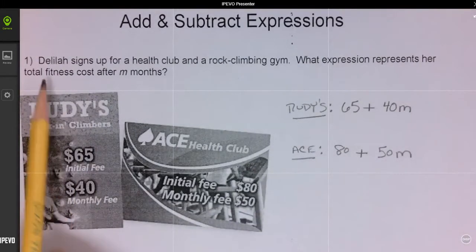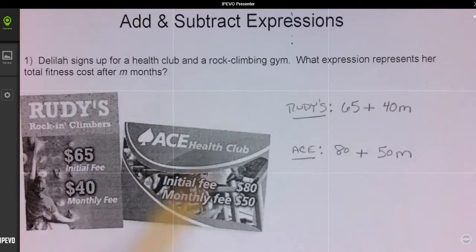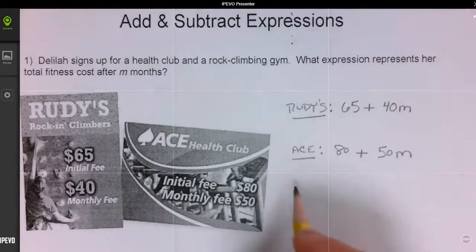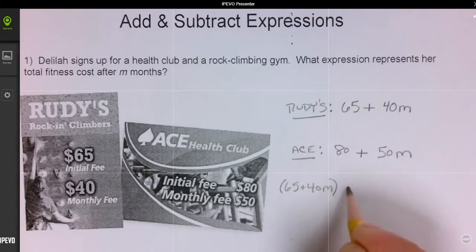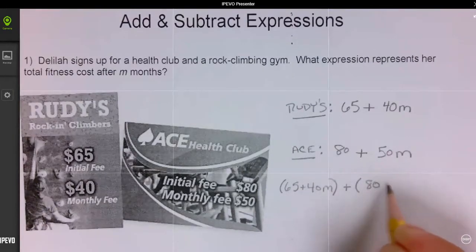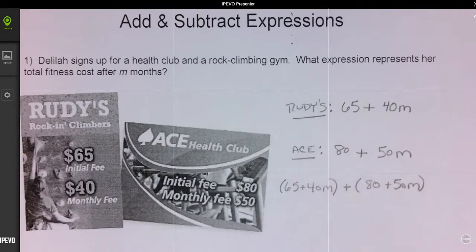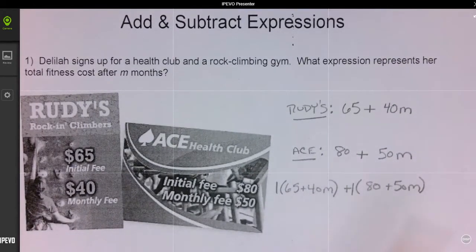And now if I want her total fitness cost for both places combined, I have to add these two expressions together. So I'll take Rudy's, which was 65 plus 40M, and I'm going to add that to Ace, which is 80 plus 50M. I put them in parentheses here to keep them separate. And remember, there's an invisible 1 in front of each set of the numbers here. So if you were to distribute 1 to all of these terms, these terms aren't going to change at all. So it's still going to be 65 plus 40M plus 80 plus 50M.